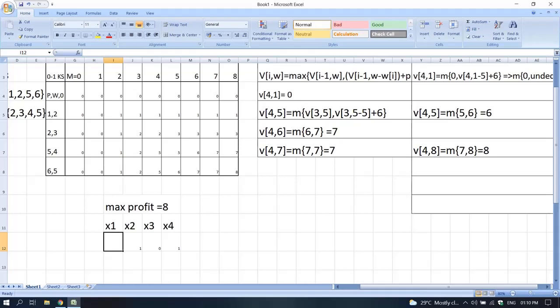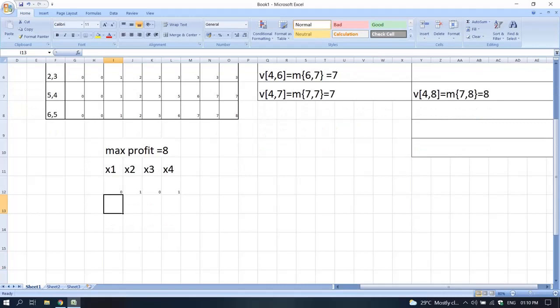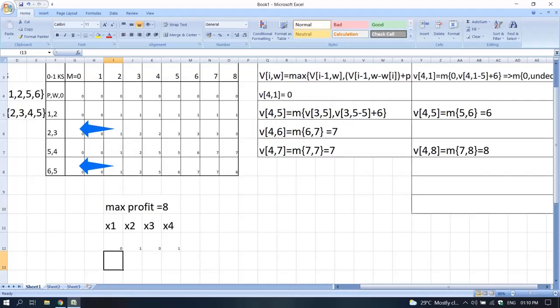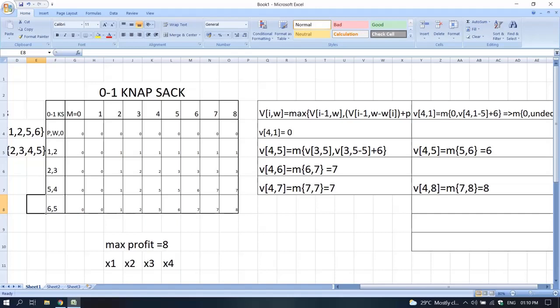So we will see if 0 is in this row. Yes, 0 is in this row. Now we will see if 0 is in the upper row. In the upper row 0 is also there. That means this object is also not included. So the included objects are 2 and 4. That is this one and this one, which will make the maximum profit of 6, 2, 8 and their weights are going to be 5, 3. So this was the concept behind the 0/1 knapsack problem.